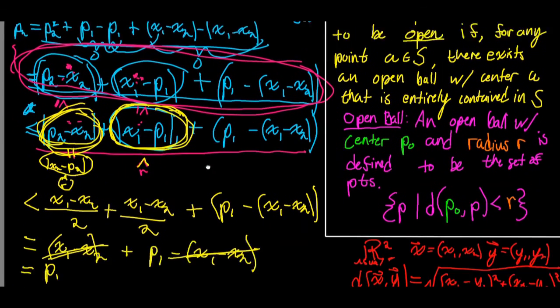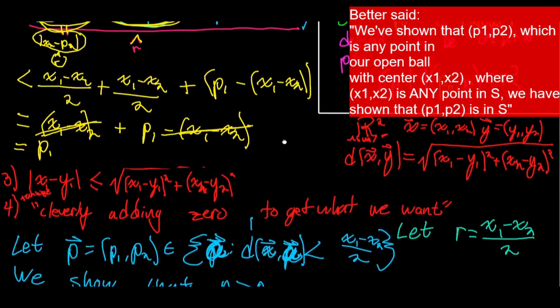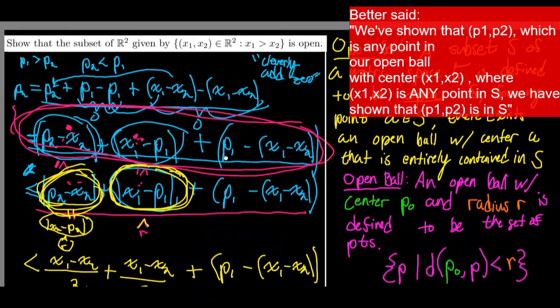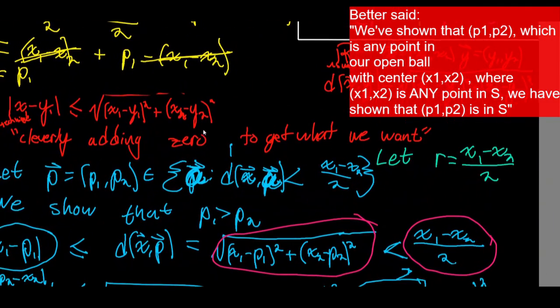I've shown that this point p, which is any point in our open ball of radius (x1 minus x2) over 2, with center any point x in our set S, which we now know is open, is a point in S, because p1, the first component, is strictly greater than p2. Well, we don't know it's open until the very end of this argument. Therefore, I've shown that this open ball must be contained in S, and I'm finished.